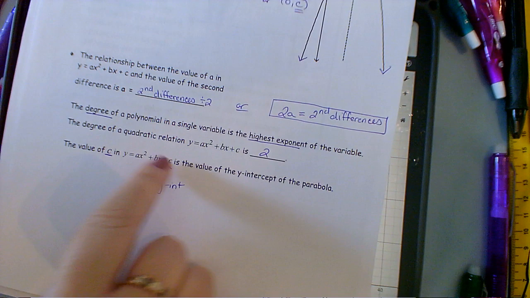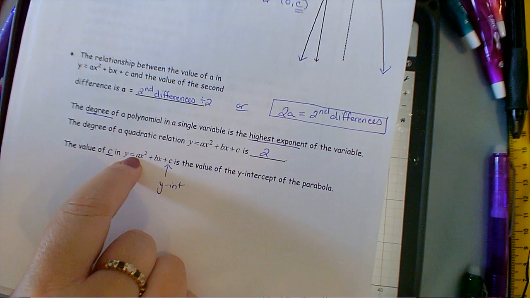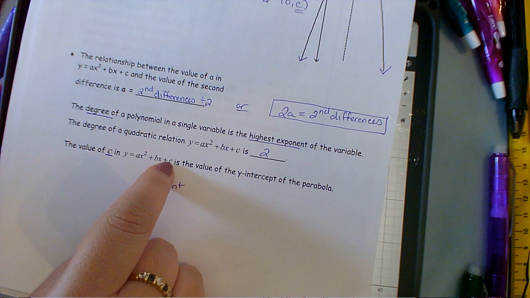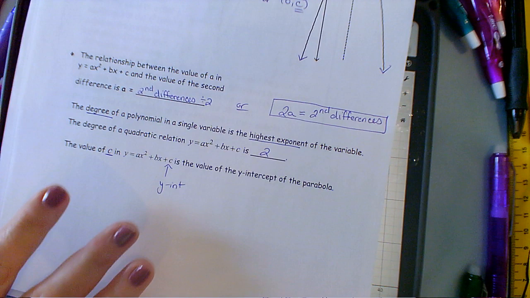So the a value tells you whether you open up or down. If it's positive, you open up. If it's negative, you open down. The c value is your y-intercept. That's pretty much it. And if you know your a value, you can work backwards and get your second differences if you wanted, for whatever reason.